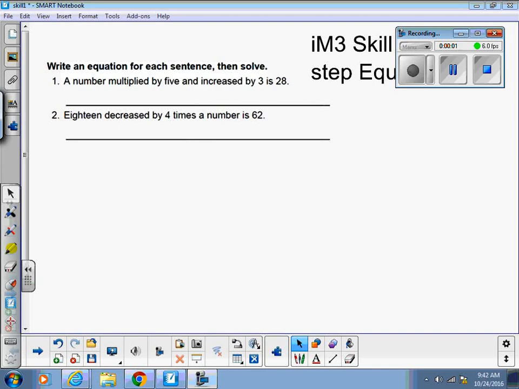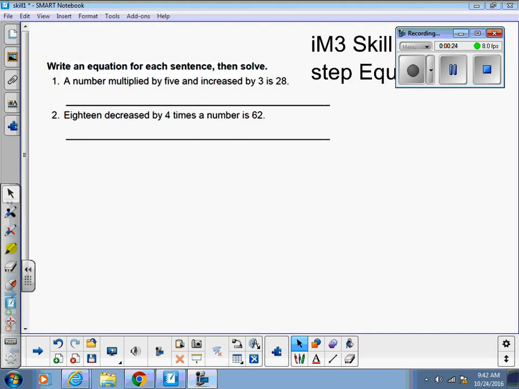All right, so today we are going to learn about two-step equations. This is coming from skill 1 from iM3. This is the first thing we're learning. This is really a review of 7th grade, so hopefully you guys remember some of this. First thing we're going to do is to go ahead and translate word format to mathematical sentences.